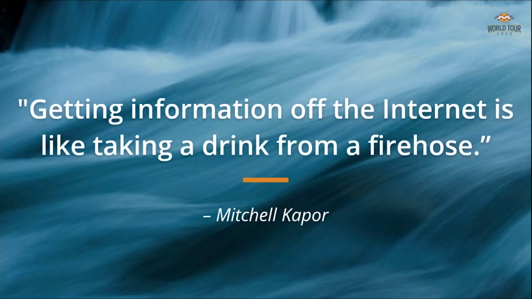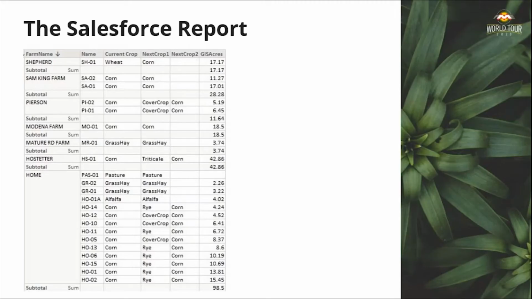Mitchell Copper once said that getting information off the internet is like taking a drink from a fire hose. And many times, that's how my Salesforce users feel. There's so much information available to them, but how do they get it exactly and easily and precisely the way they want it? And that's the problem solved in the example that I'm using today. And really, the problem begins with just the sheer amount of data we have.